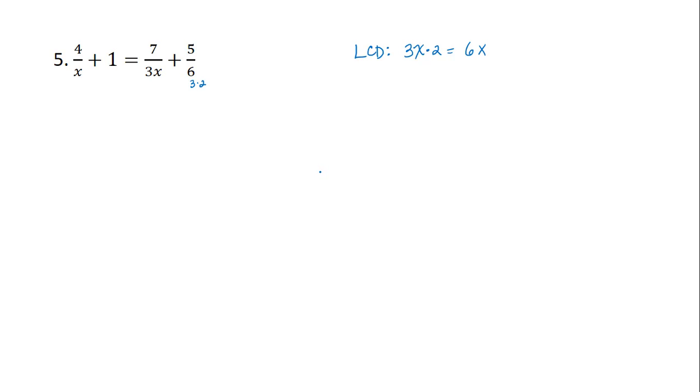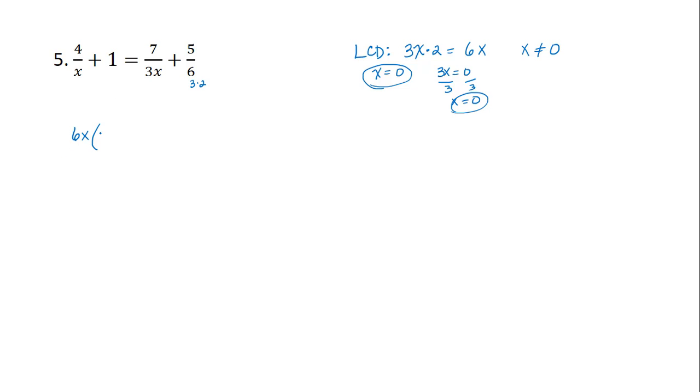And then what are the restrictions? Well, the restriction is where the denominator is equal to 0, so where x is equal to 0, or 3x is equal to 0. But that's just at 0, right? 3 times x equals 0, divide by 3, and 0 divided by 3 is just 0. So the only restricted value is 0. Now multiply each of those terms by 6x.